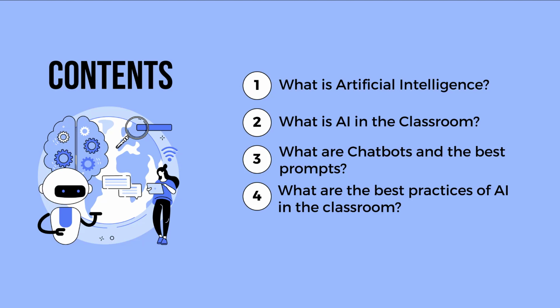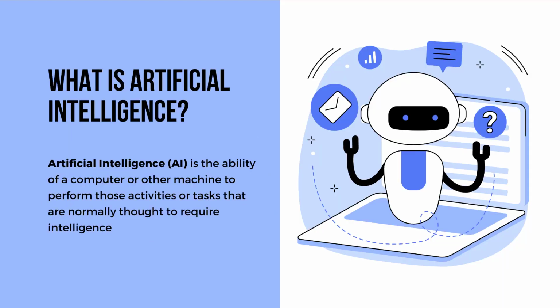We will start our session by defining what is artificial intelligence, then what is AI in the classroom, then what are chatbots and the best prompts for using them, and finally we'll end with the best practice of AI in the classroom. So let's start with what is artificial intelligence. It's the ability of computers or other machines to simulate the human brain. In other words, these robots are trying to simulate human intelligence.